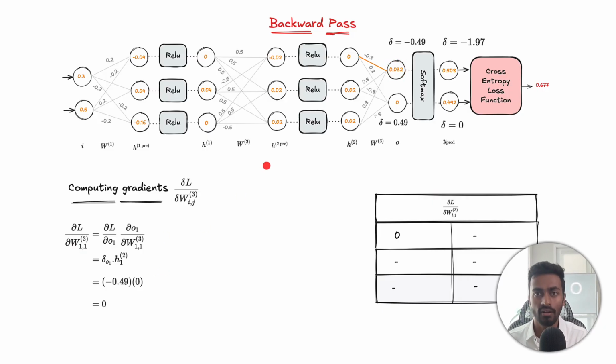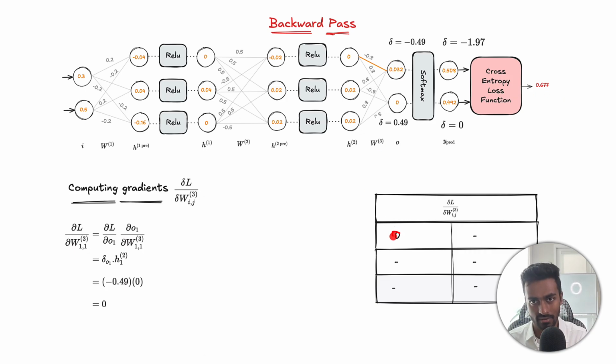Since we already have that first term, we just substitute it here. It's negative 0.49. The second term is simply the input itself, because this is a sum of products of the inputs and the weights. So if you take the derivative, it's just the input, which is given by h1 for the second layer. Since it's 0, you substitute those values and we can fill it in our table here. This is the table I'm going to use to write down the derivative of the loss with respect to each of these weights.